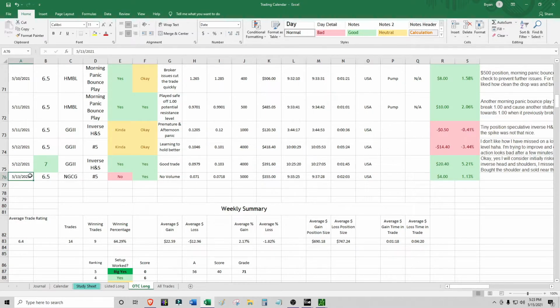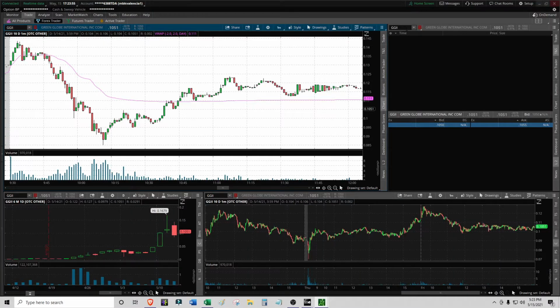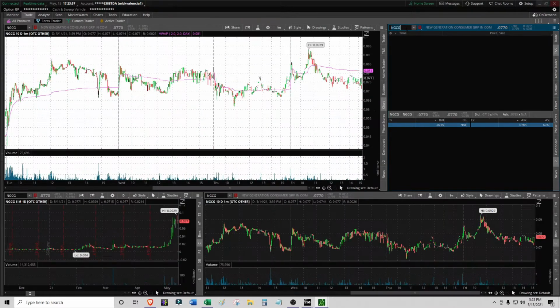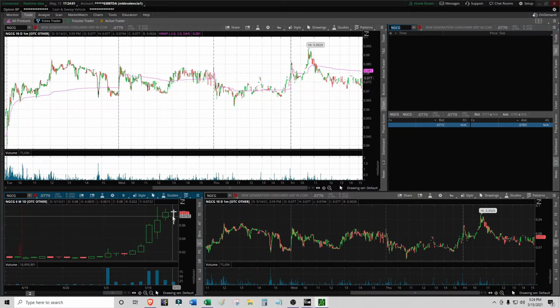And then the last trade was the 13th. NGCG. This was just a liquid. So let's look at NGCG for the 13th. So let's go ahead and look right about here.